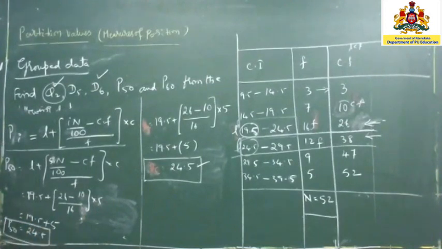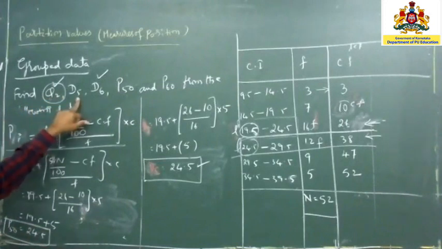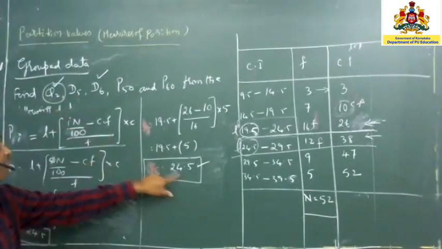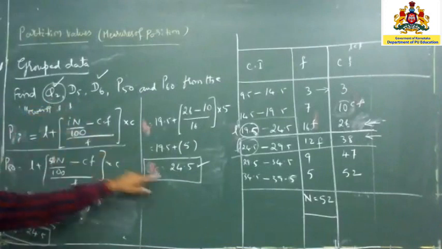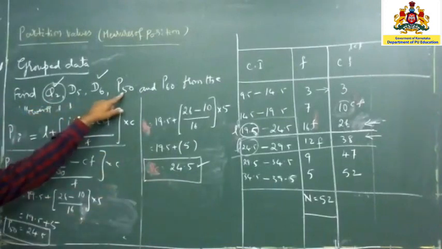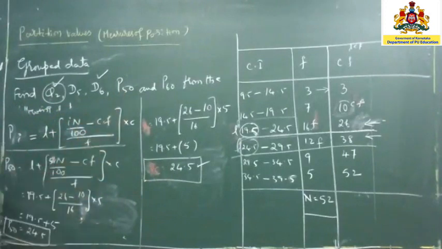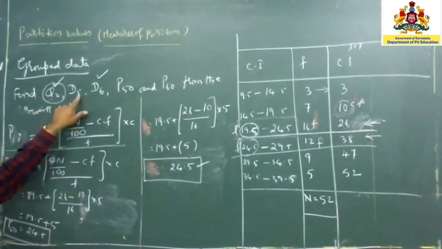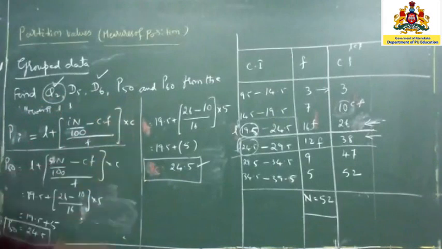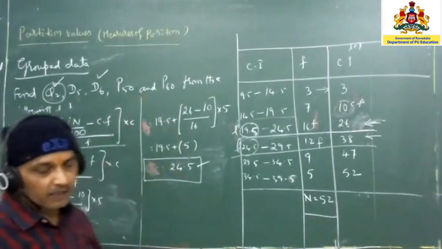So what did I say? Among the 4 quartiles, the second one, Q2, must be equal to D5. So D5 value is going to be 24.5, and Q2 value we also got as 24.5. And in the 50th percentile, in the 100, the 50th is the middle one, that is 50%, the middle value is going to be 24.5. So we can say Q2 is equal to D5, D5 is equal to P50. That means all these things are going to be the same.